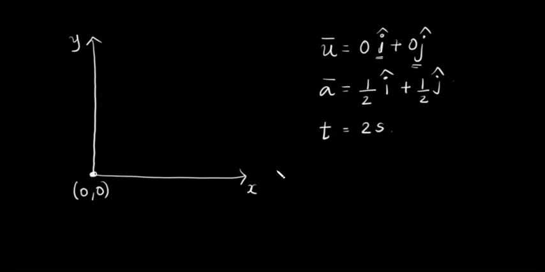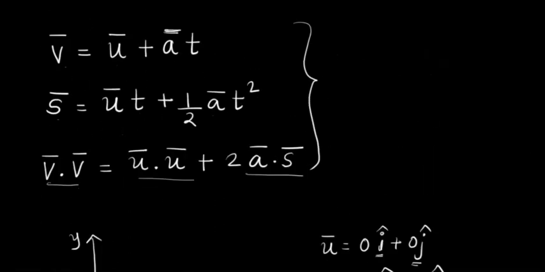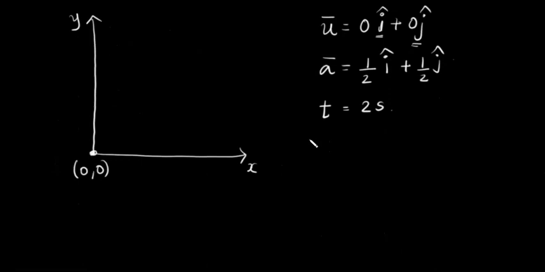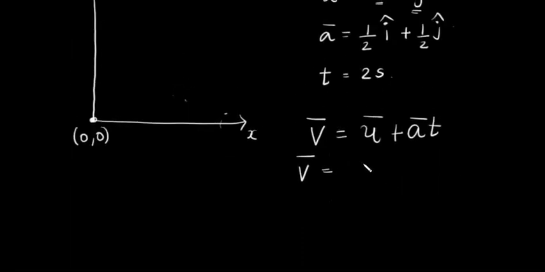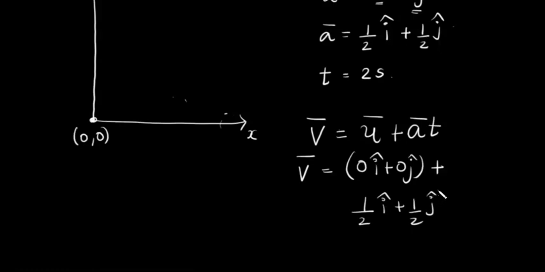So the question is, what is its final velocity? I will use the first equation, v bar is equal to u bar plus a bar t, and solve this. We have v bar is equal to u bar plus a bar into t. We have to find v bar. The initial velocity is 0 i cap plus 0 j cap, plus a bar into t. What is a bar? Half i cap plus half j cap, into time, which is 2 seconds.